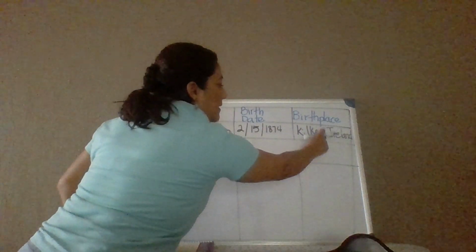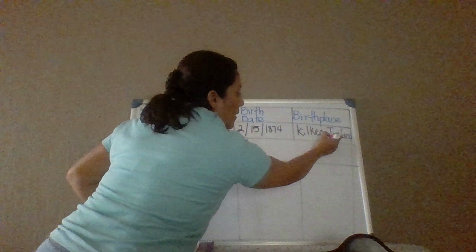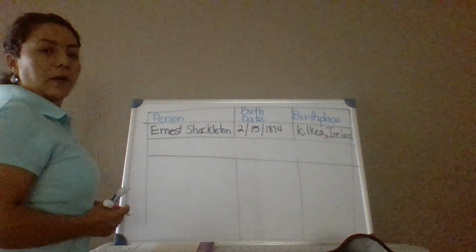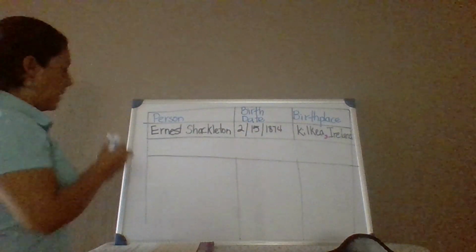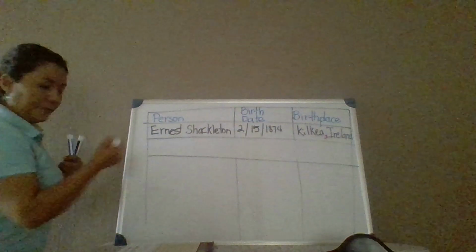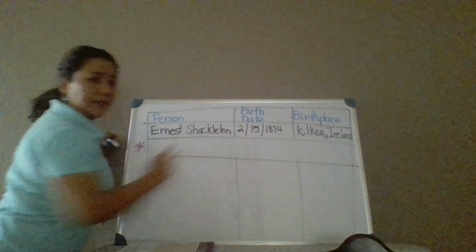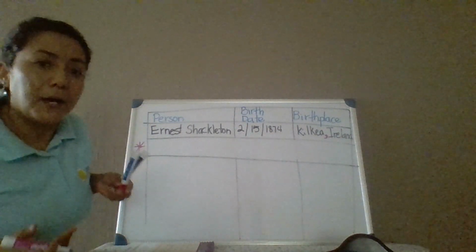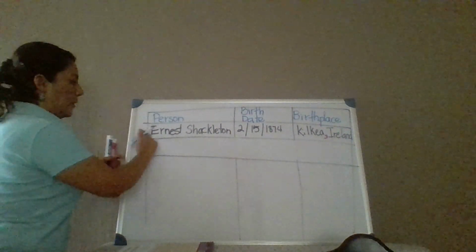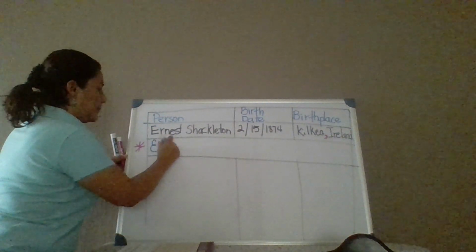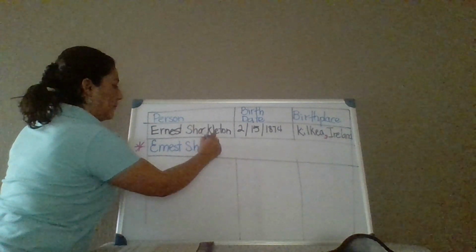We already know because the book says that cities and states get separated from their country, or cities from the state, with a comma. Okay? Now, what you have to do here is put all this information in a sentence. Yeah, put it in a sentence. So we'll start saying the name. What is the name? Ernest. What is the last name? Shackleton.